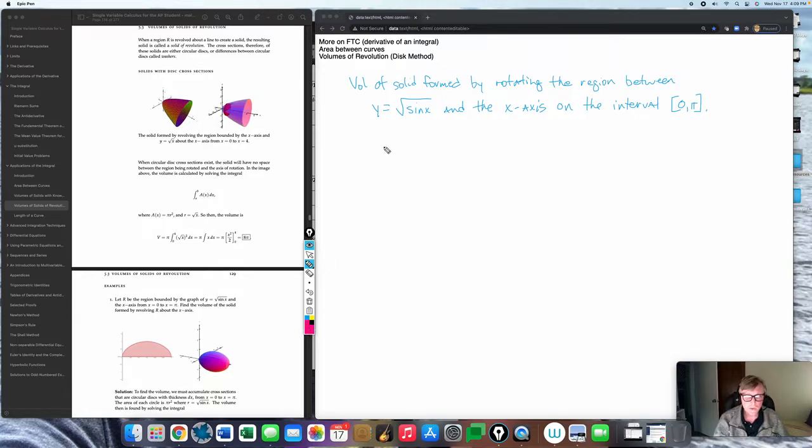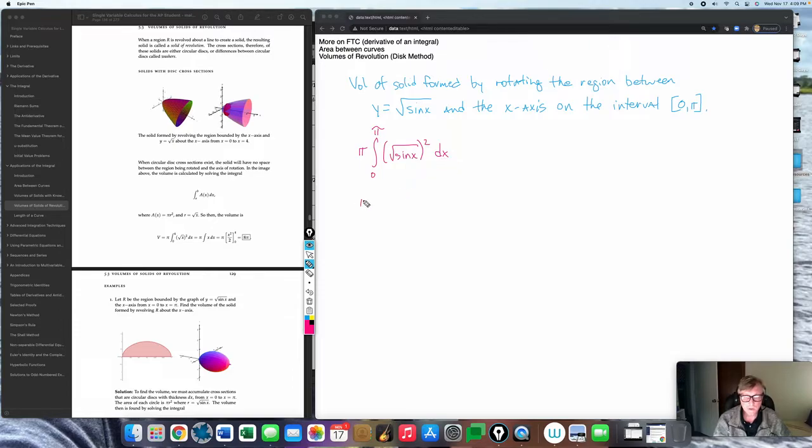So how do I do this? Well, I'm going to go from 0 to pi. My formula, if you remember earlier, is pi times our function squared times the thickness of each disk, which is a very minimally small dx.